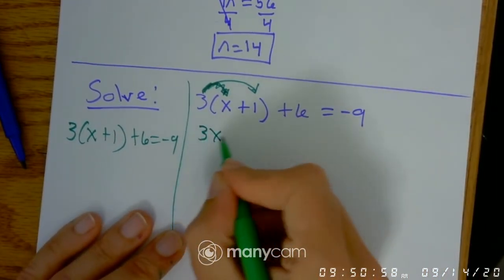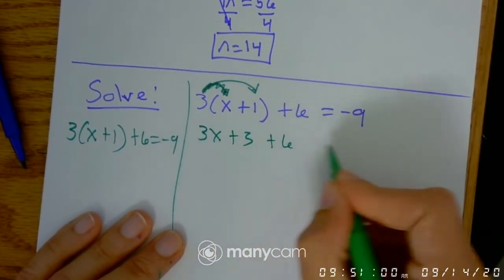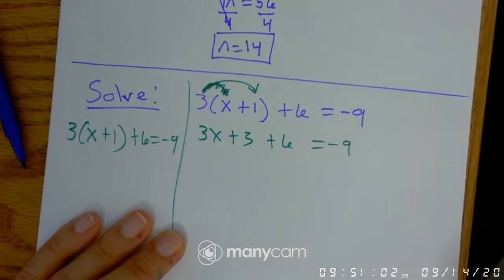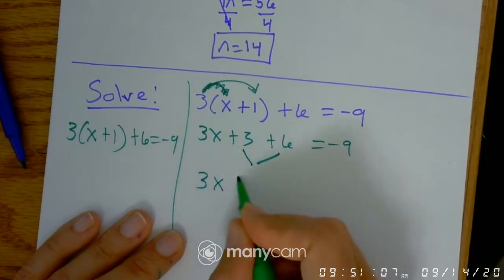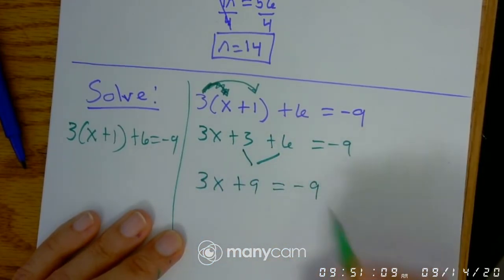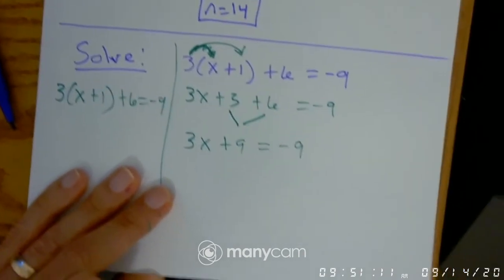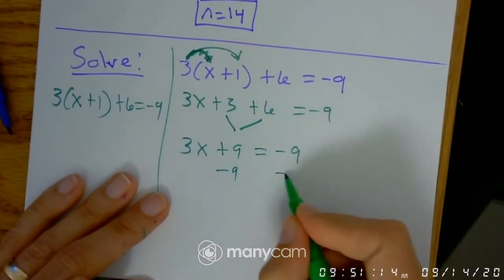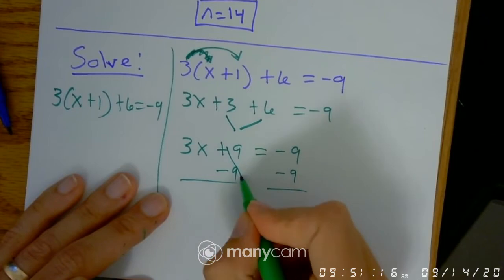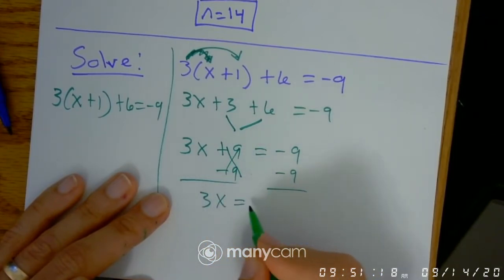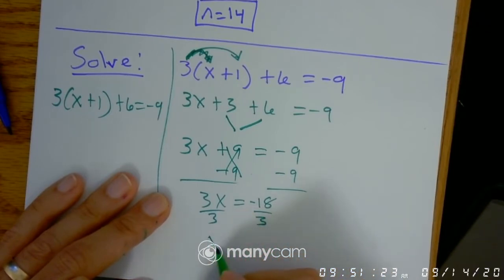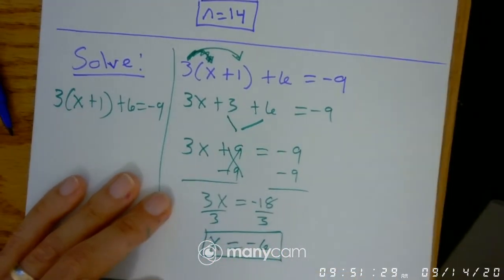So I'd have 3x plus 3 plus 6 equals -9. Then I would combine like terms. So I get 3x plus 9 equals -9. Then I would subtract 9 to get 3x equals negative 18. Then I would divide by 3, and I would get x equals negative 6. Sorry, I went kind of quick there.